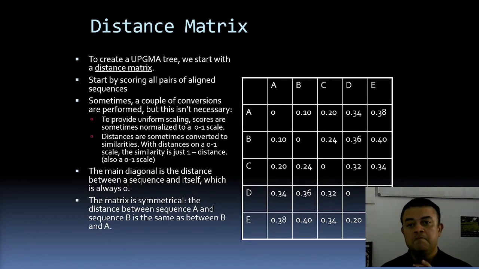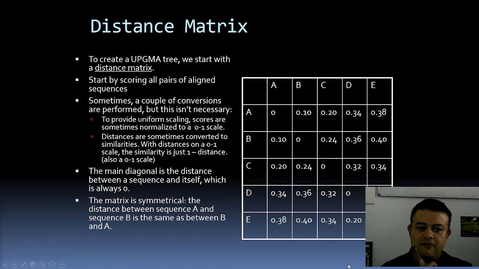For example, here we are starting with a distance matrix. Of course, the distance matrix. As you can see, the A to A distance is 0. And after this line, there are two triangles, and both of these are mirror images. 32, 32, 24, 24, like that, right? So it's redundant. Or you can just look at this.